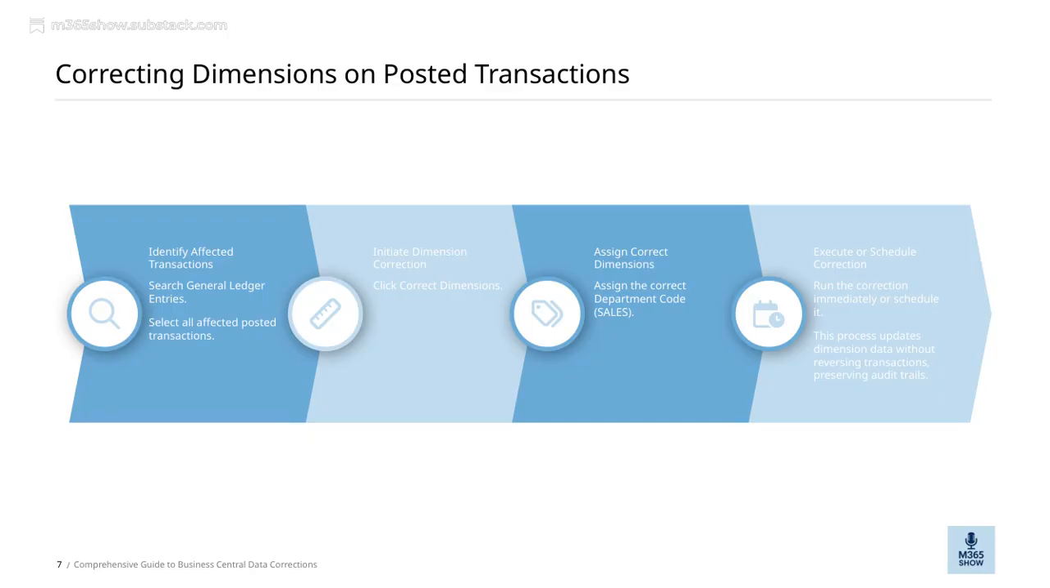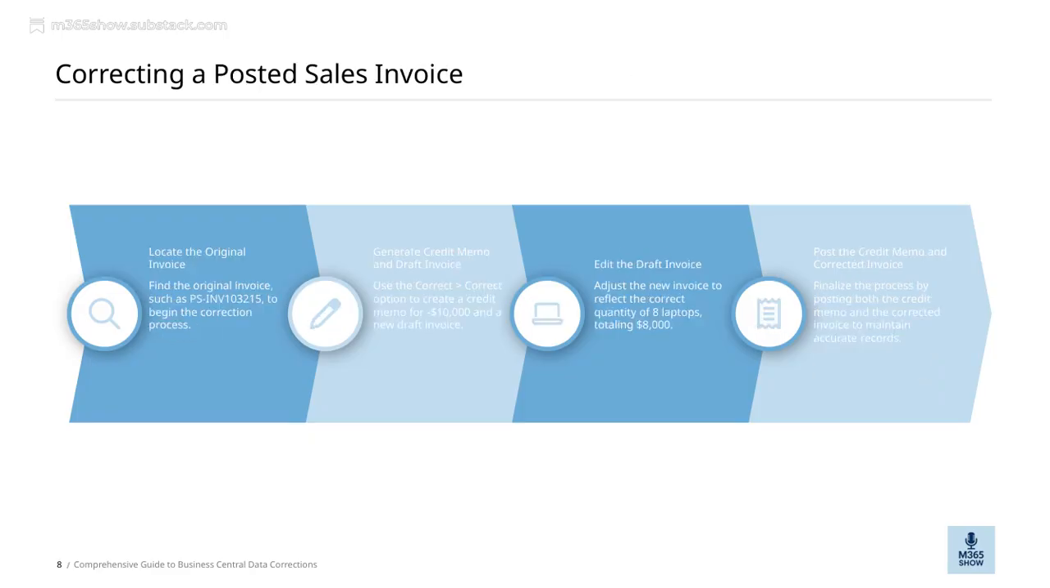Next, you'll search for the general ledger entries. This helps you find all the affected posted transactions. Then, you select all those transactions that need correction. It's important to identify and select only the affected entries to ensure the corrections are accurate and efficient. This process helps us keep our financial data precise and consistent, supporting our overall goal of maintaining reliable and trustworthy information in Business Central.